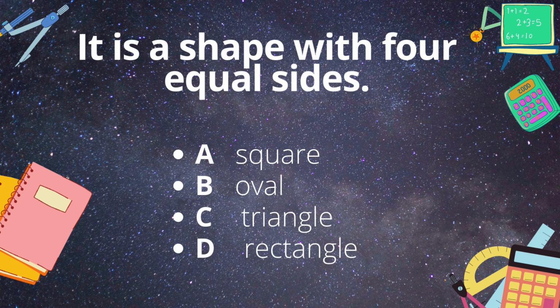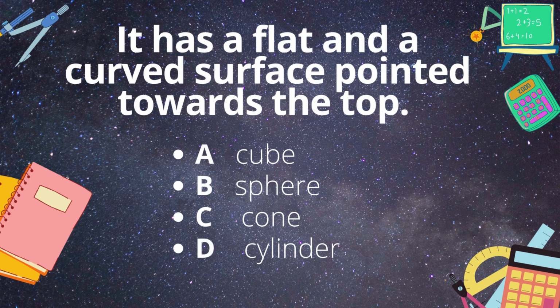It is a shape with 4 equal sides. A, square. B, oval. C, triangle. D, rectangle. And the answer is A, square.